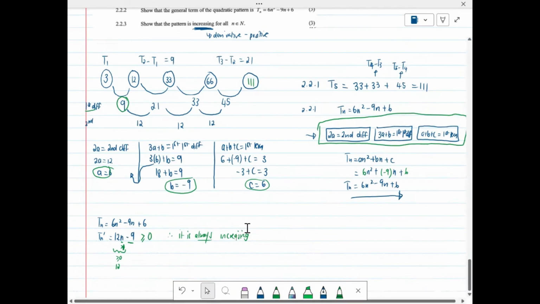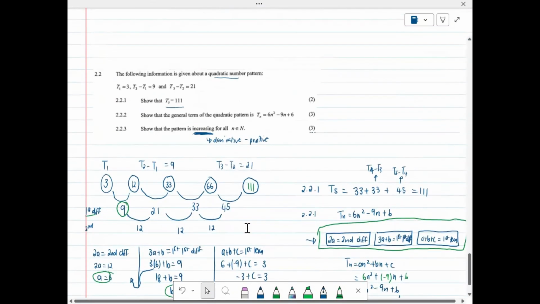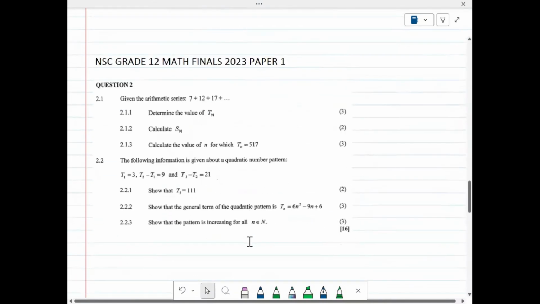I hope that you've understood it. If anything is unclear, please go ahead and review the sequences and series section, and we will have a look at the other papers.